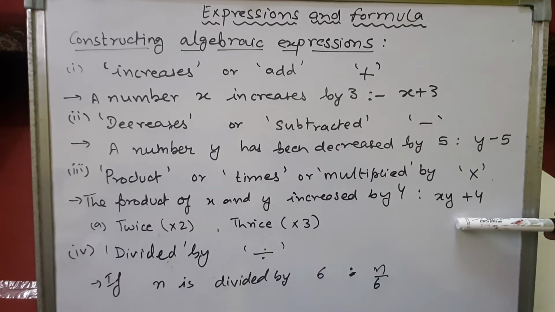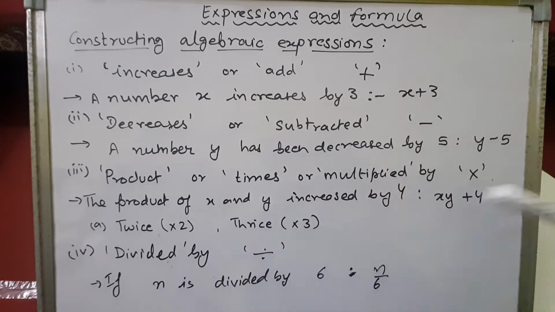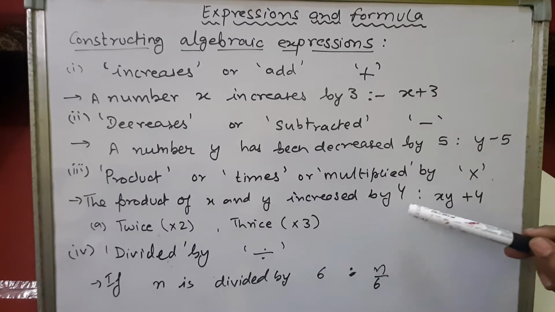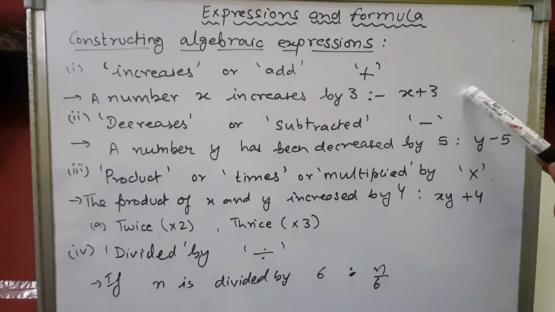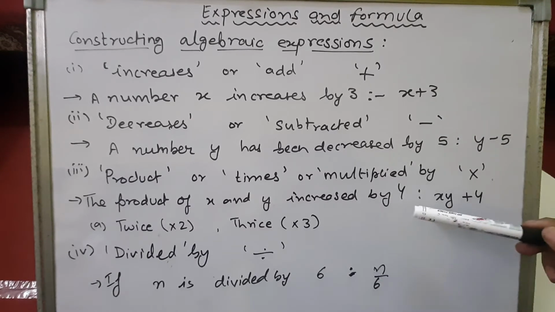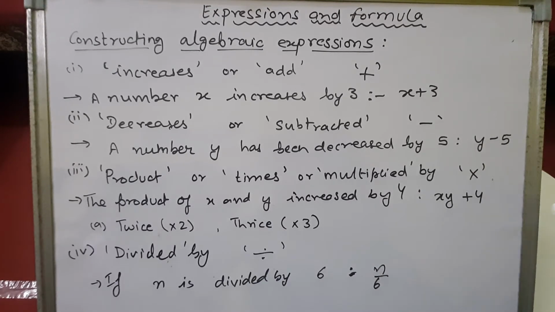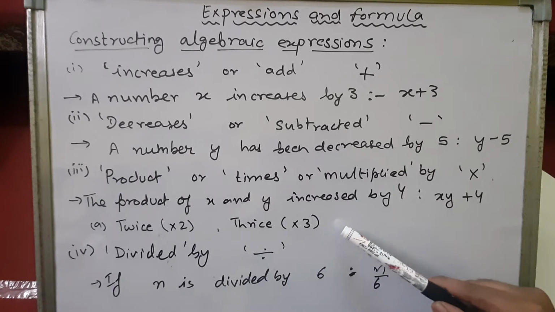Let's see this example. It is written here the product of x and y increased by 4. Product of x and y, that means these two terms have to be multiplied. So when we multiply x and y, we'll get xy. Increased by 4. Increase means addition, as we have studied in the first one. Whatever result we get, that has to be increased by 4. So the mathematical expression will be xy plus 4.